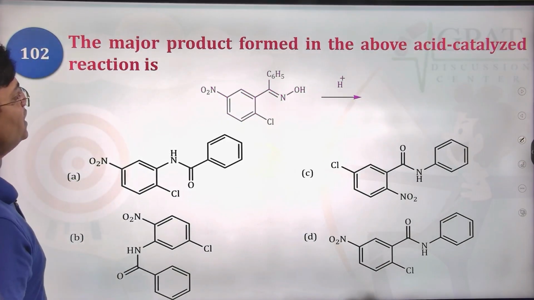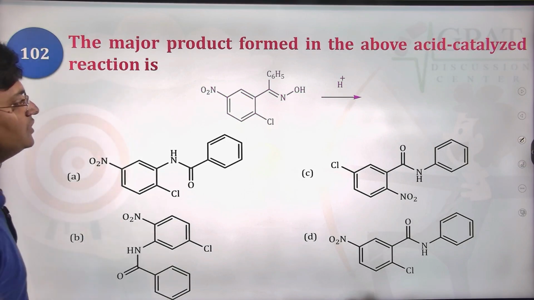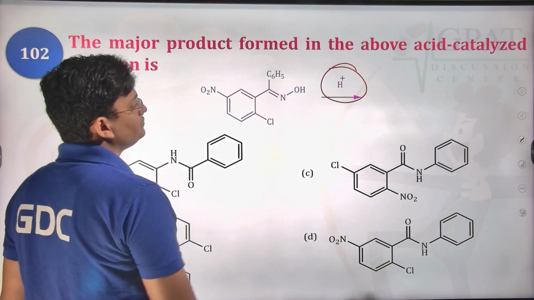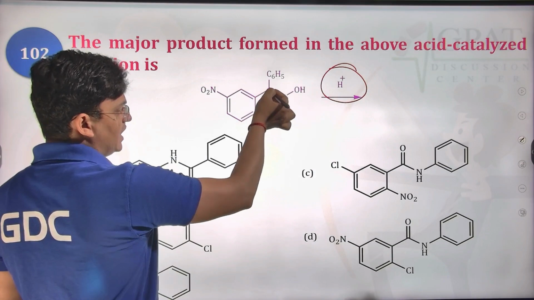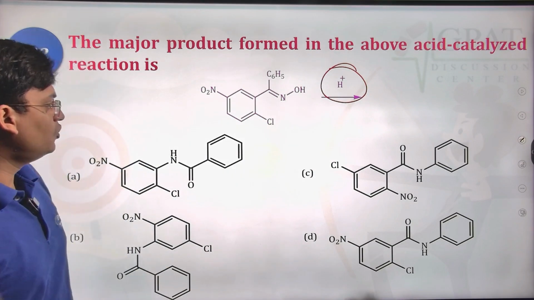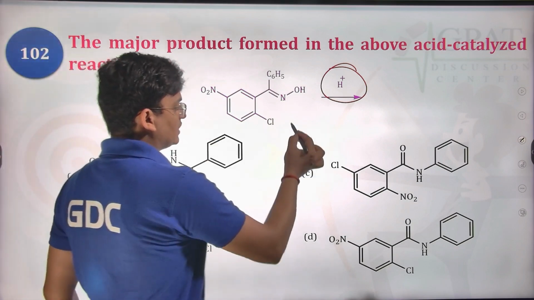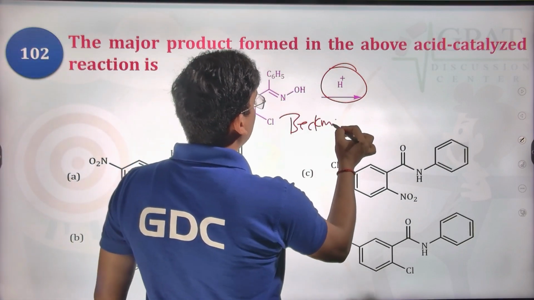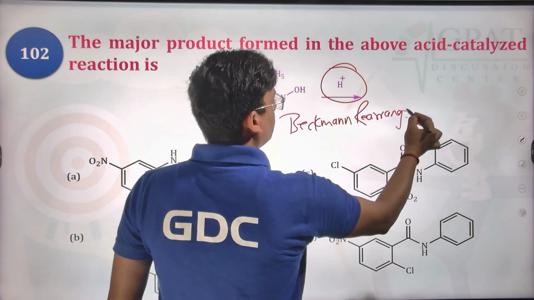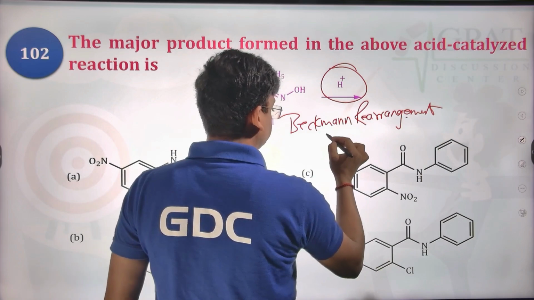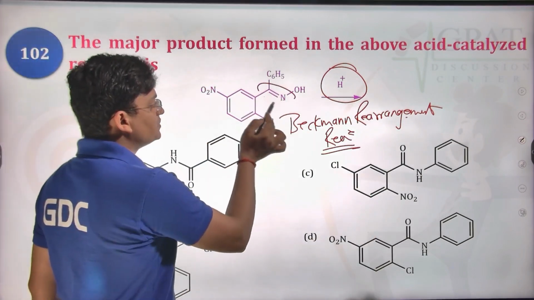Next question: the major product formed in the above acid catalyzed reaction. So we are having acid, we are having an oxime. NOH and carbonyl group, oxime. So in acidic condition, an oxime is converted into amide. This is the Beckmann rearrangement reaction, in which the oxime group is converted into amide.